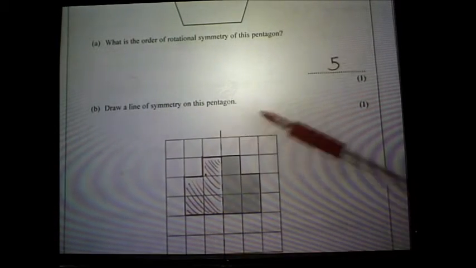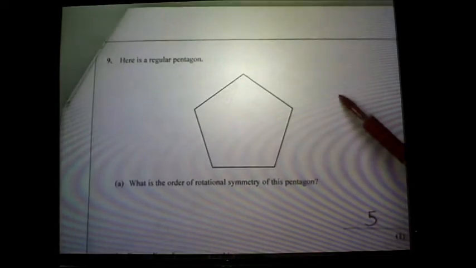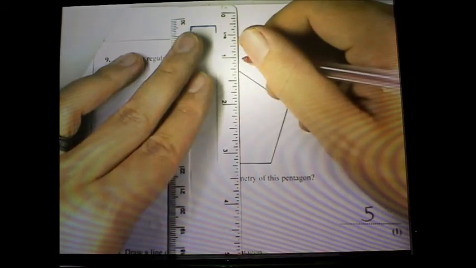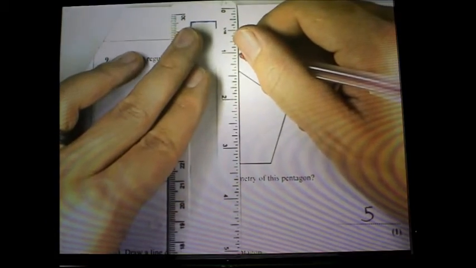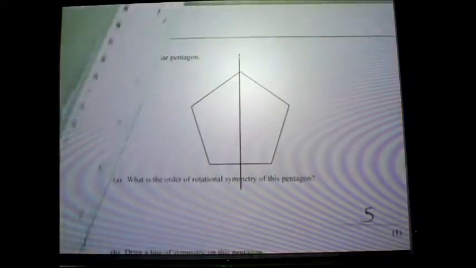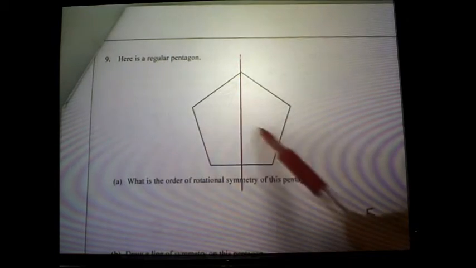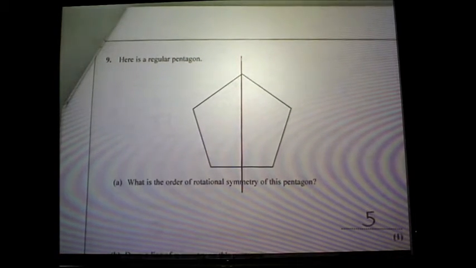Draw a line of symmetry on this pentagon up here. So the line of symmetry, there's a few you can do. The one I'd do, because it's probably the simplest, is to go straight down the middle, which is there. That's a line of symmetry. You could have also had it going down that way as well, or down that way, but that's just the easiest one. I don't know why I do anything different.